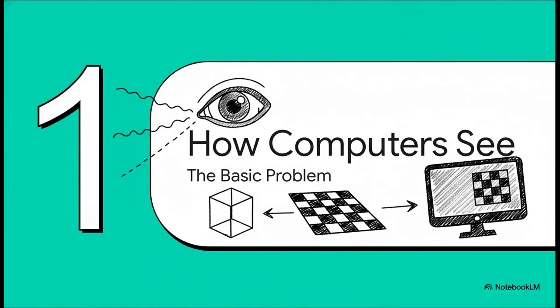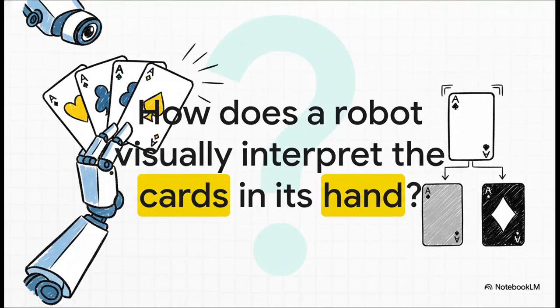So to really get how those incredible technologies work, we've got to start at the beginning. We need to understand the basic problem a computer faces when it just tries to, well, see the world like we do. Let's frame this with a simple question. Picture a robot playing a cards game. How in the world does it actually know what cards it's holding? For us, it's instant. But for a machine, that's a huge challenge.